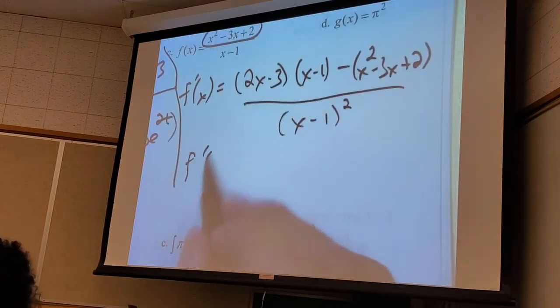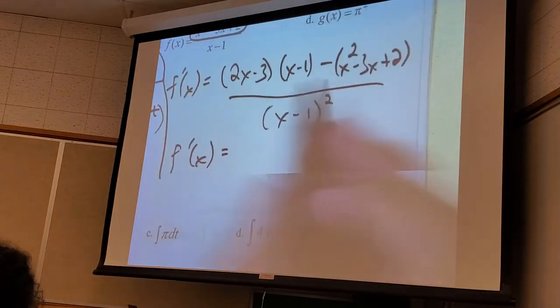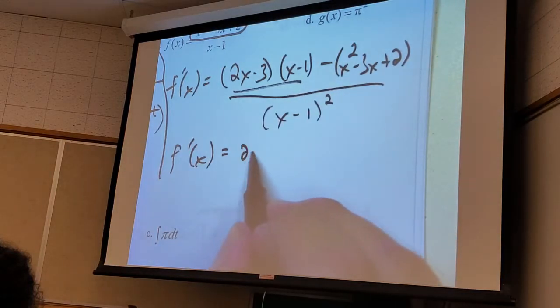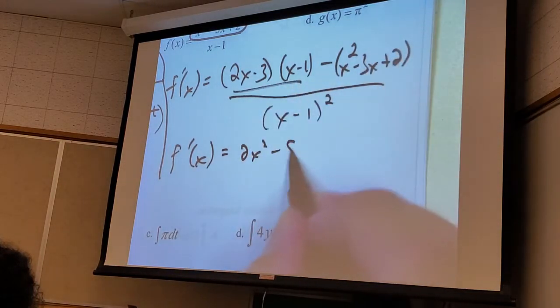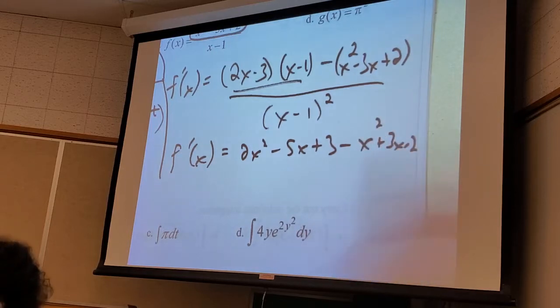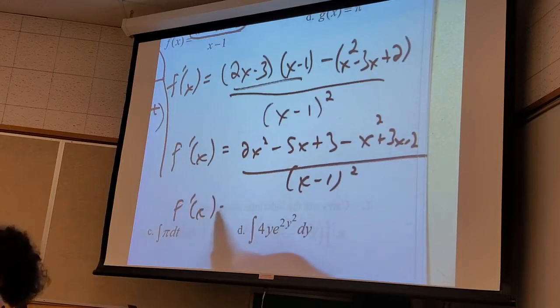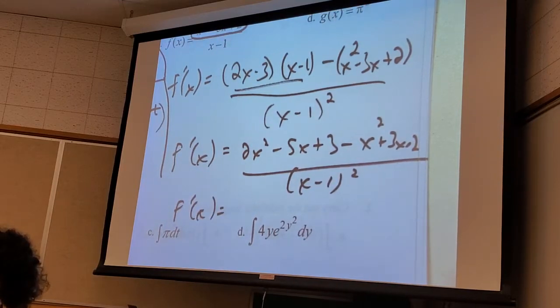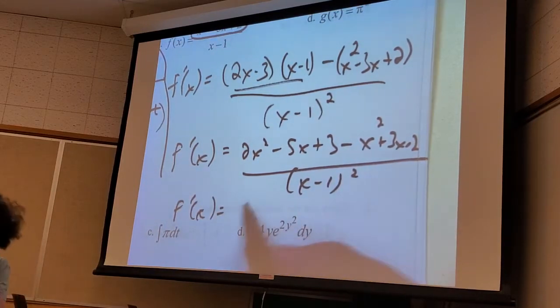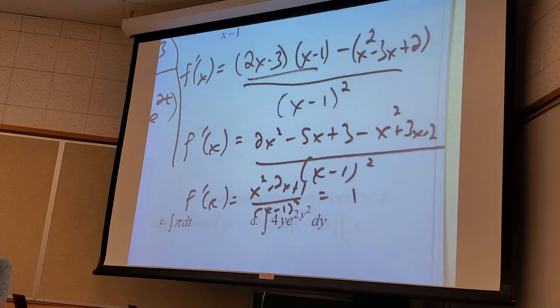And again, there's a shortcut to this, so if you did a shortcut, then test. But I just want to do this because I didn't have another quotient rule, I don't think. And then here I get 2x squared minus 3 minus 2 minus 5x plus 3 minus x squared plus 3x minus 2. Then I get x squared minus 2x plus 1 over x minus 1 squared, and that's just 1, because those are the same thing.